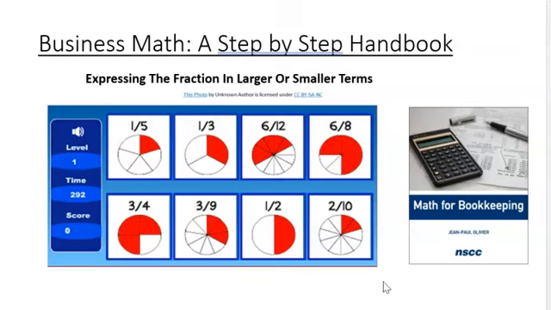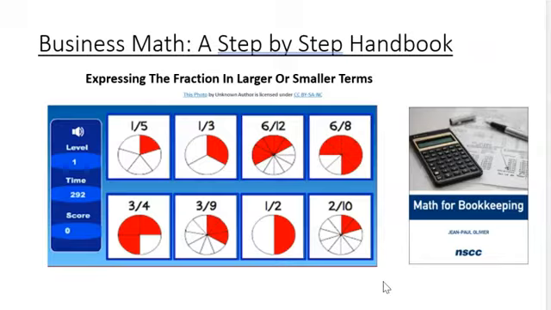The one right below it, 3 over 9. As you can see, the picture's the same, but also by reducing 3/9, what goes into both of those numbers evenly? 3. 3 goes into 3, 1. 3 goes into 9, 3. So in reduced terms, the 3/9 is the same as 1/3.